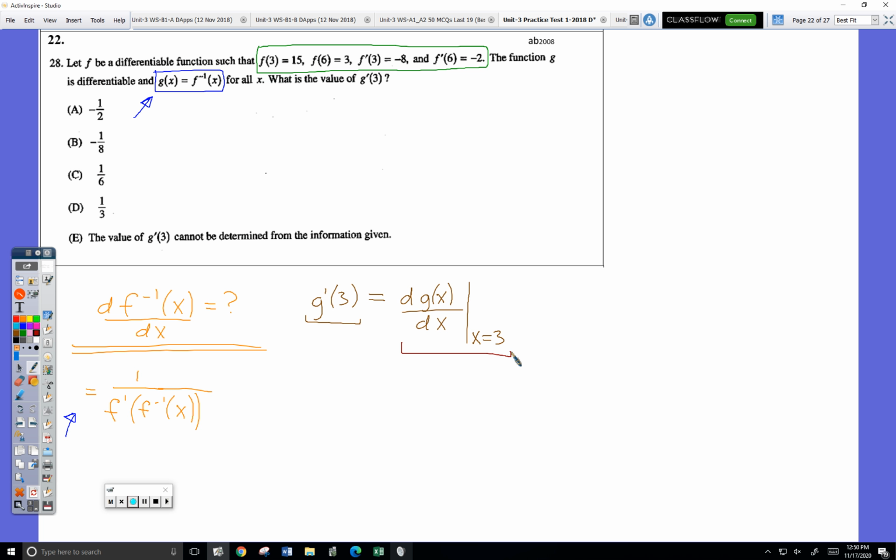David's going for the ticket again. d of 1 over f prime, then the parenthesis f to the negative 1 x over dx, and then the bar, and then x equals 3.